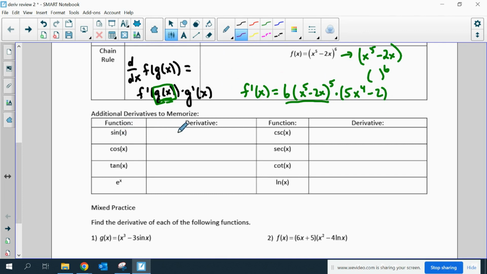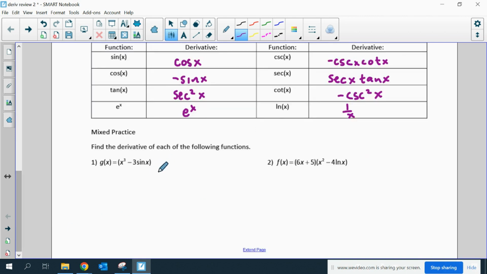Additional derivatives to memorize. Sine's derivative is cosine. Cosine's derivative is negative sine. Tangent's derivative is secant squared. Cosecant's derivative is negative cosecant cotangent. Secant's derivative is secant tangent. Cotangent's derivative is negative cosecant squared. E to the x's derivative is e to the x, and natural log's derivative is 1 over x. And again, all of these things could have chain rules or product rules or anything like that, but you have to memorize these derivatives.